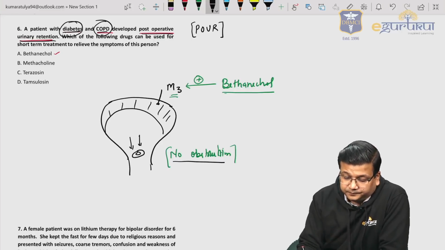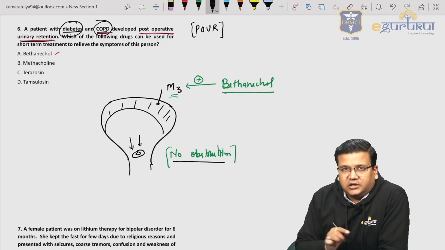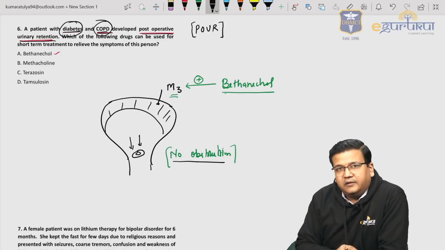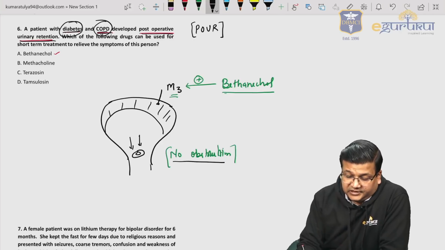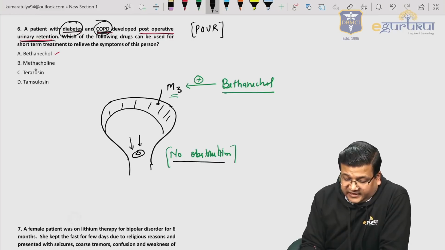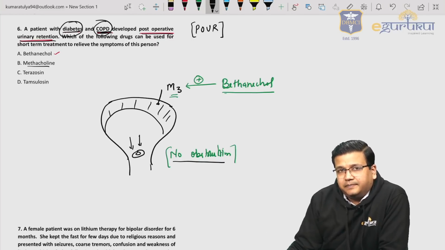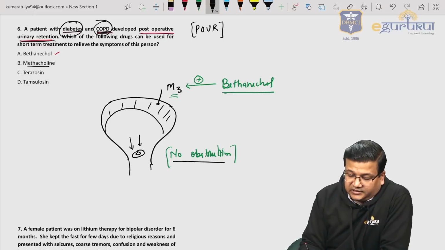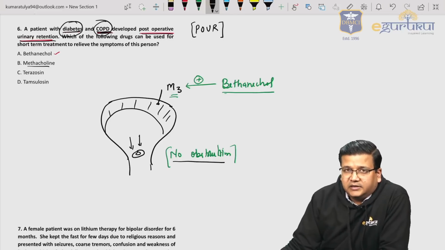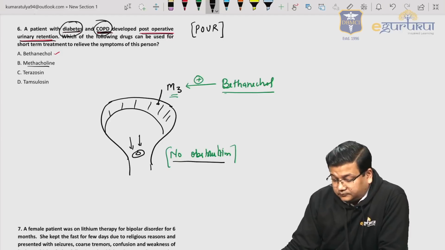Why COPD? If COPD was not given in this question, then bethanechol would have been the answer, no doubt. But the history of COPD makes me think about the second option, methacholine. Methacholine is a similar directly acting cholinergic ester like bethanechol, and it should remind us of the methacholine challenge test, which is used for diagnosis of bronchoconstriction, particularly asthma.